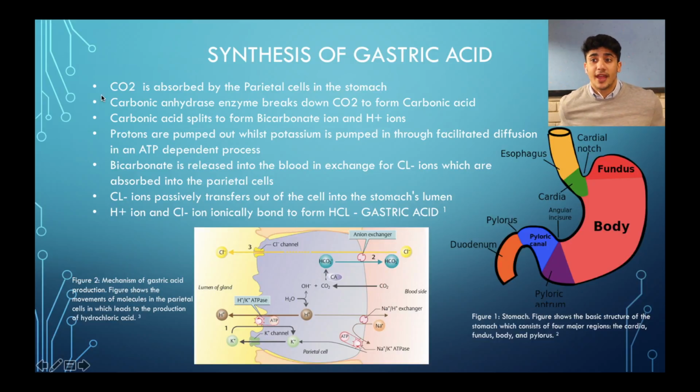hydrogen ions. To maintain that electrochemical balance, hydrogen ions are actively transported into the stomach's lumen, whilst the bicarbonate ion is passively transported into the blood in exchange for a chloride ion, which then diffuses into the lumen, binding with the proton to form the hydrochloric acid.